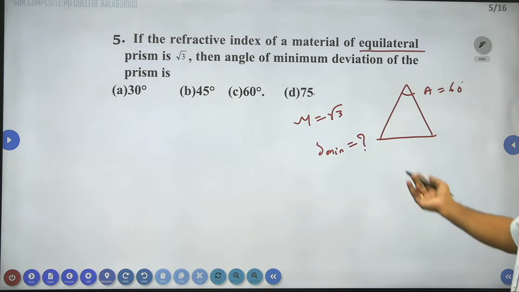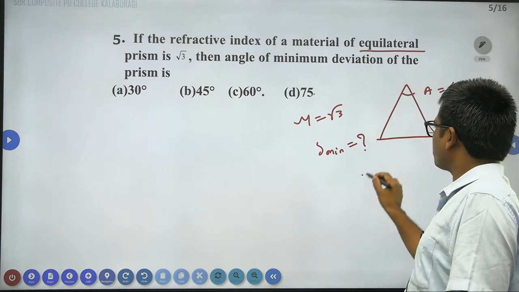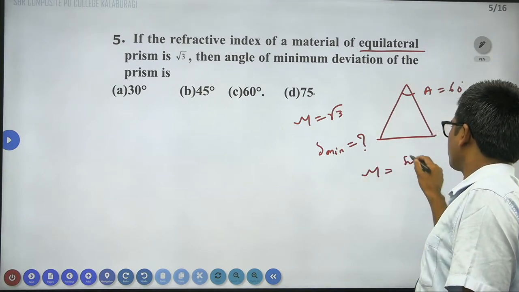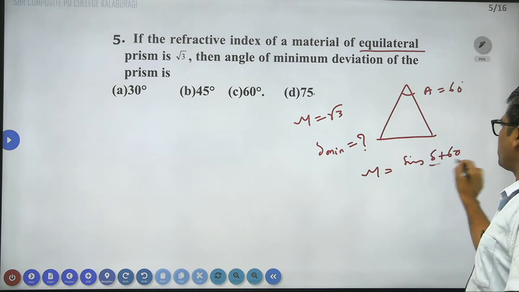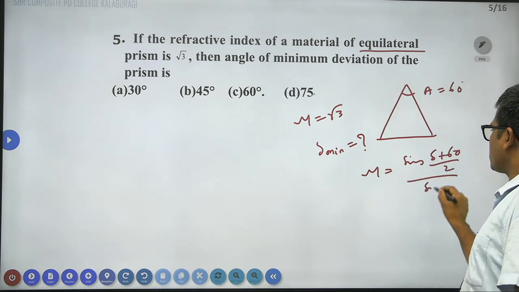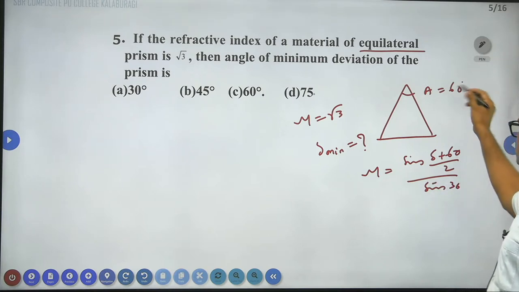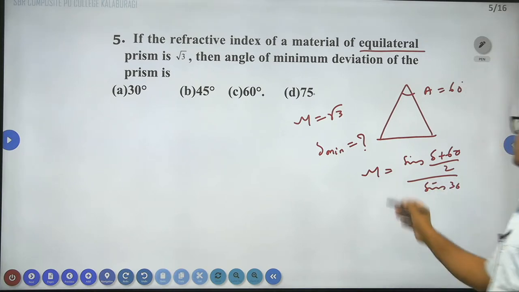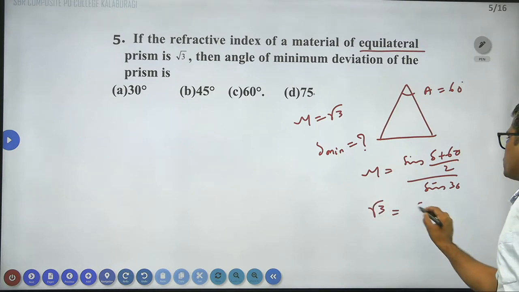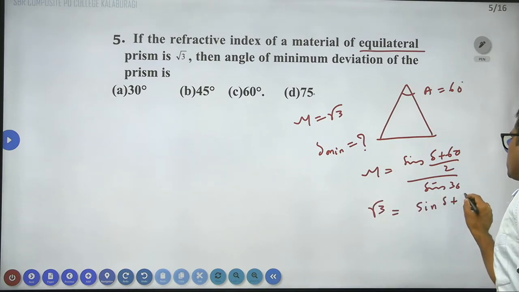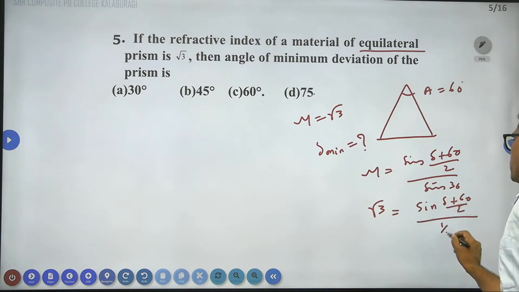Done. Okay, now can you go with this formula? Mu equals sine of (delta plus 60) by 2 divided by sine 30, because sine A by 2 you have to take. So the mu value is given as root 3, equal to sine of (delta plus 60) by 2 divided by sine 30. Sine 30 will be 1 by 2, right or not? 1 by 2.